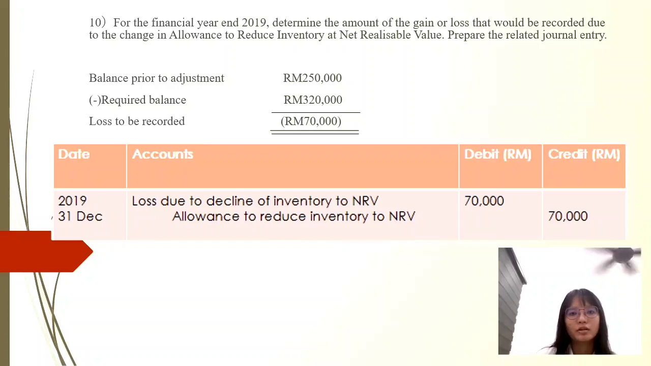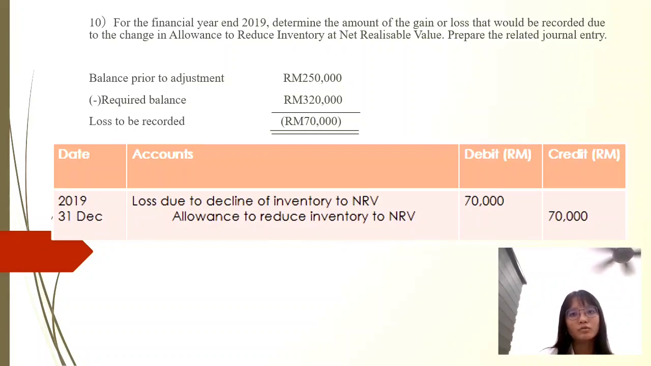Good morning, Doctor. Now I'm going to present question 10. For the financial year end 2019, determine the amount of the gain or loss that will be recorded due to the change in allowance to reduce inventory to net realizable value. Prepare the related journal entry.